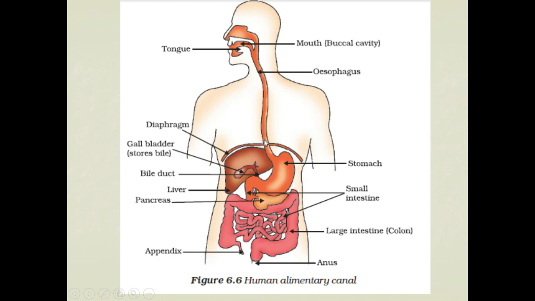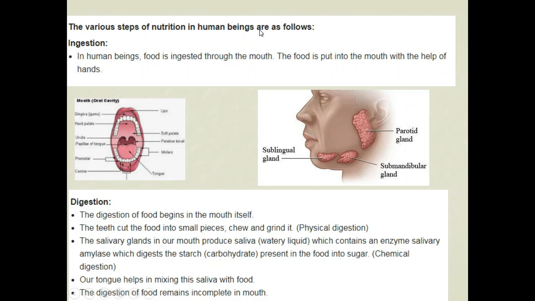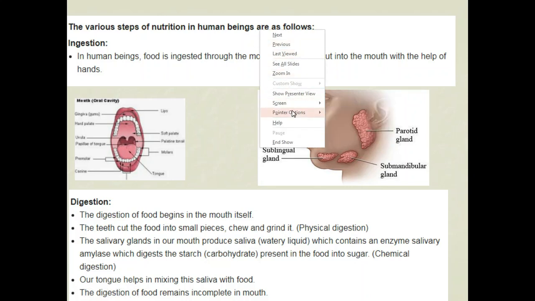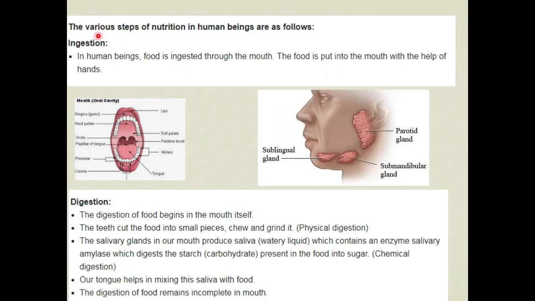So let us proceed further. First step, here you can look into the screen. The various steps in nutrition are as follows. As in Holozoic nutrition in amoeba, we also have ingestion. Here, if you take human beings, food is ingested through the mouth first. Okay, then the food is put into the mouth with the help of hands and it gets chewed by our teeth. So we call that process mastication.